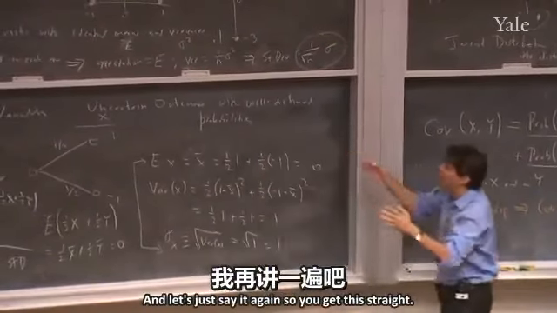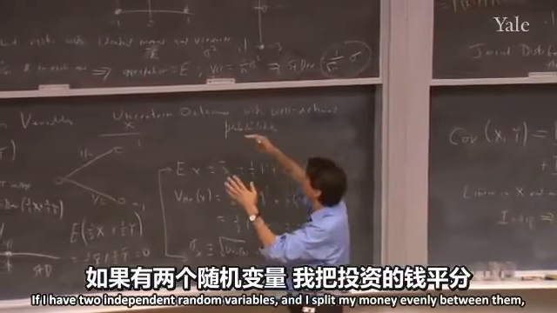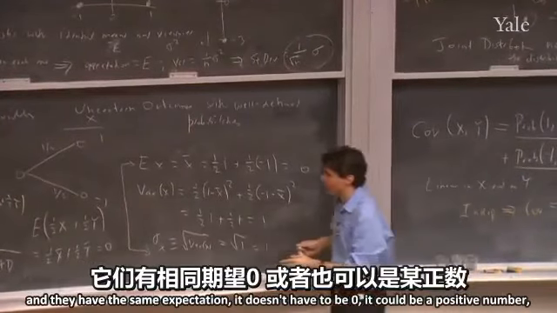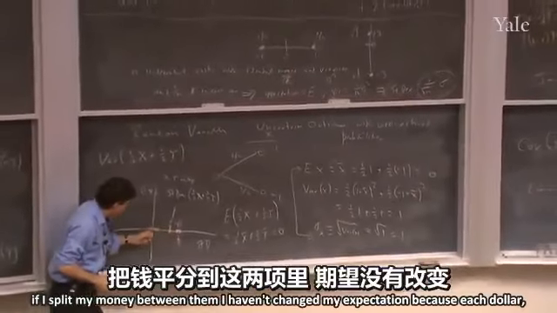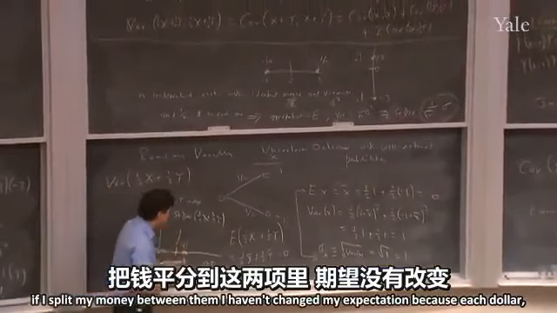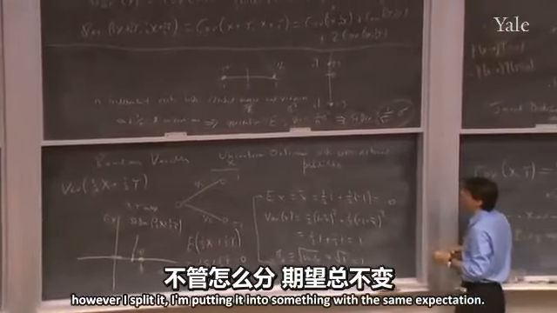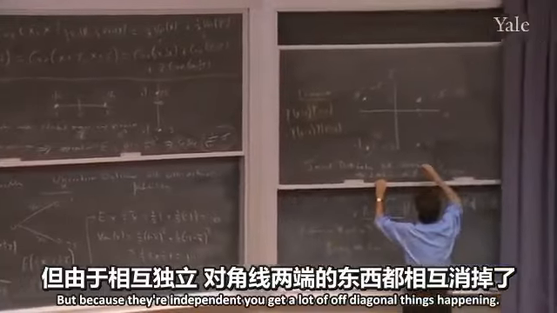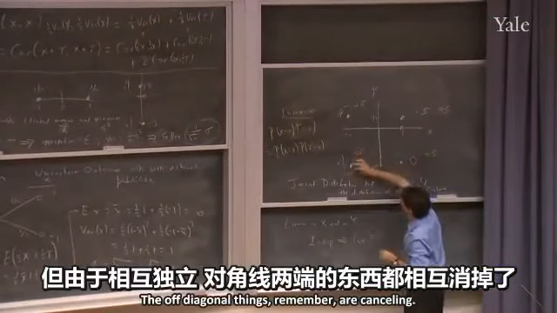And let's just say it again so you get this straight. If I have 2 independent random variables and I split my money evenly between them, and they have the same expectation, it doesn't have to be 0, it could be a positive number. If I split my money between them, I haven't changed my expectation, because each dollar, however I split it, I'm putting into something with the same expectation. But because they're independent, you get a lot of off-diagonal things happening. The off-diagonal things, remember, are canceling.